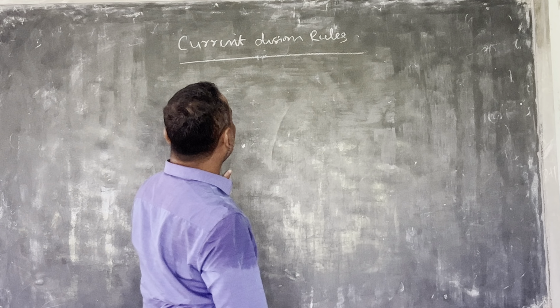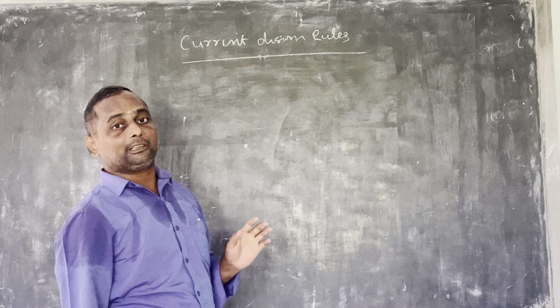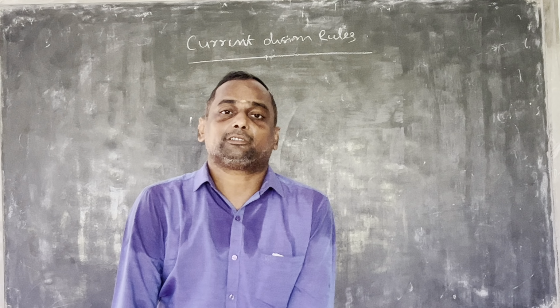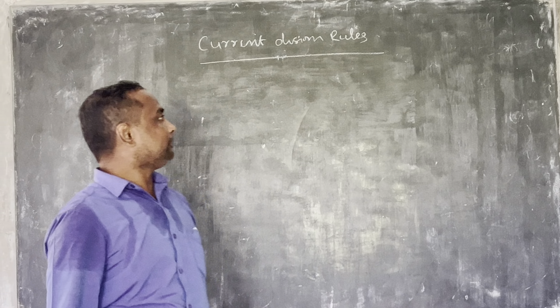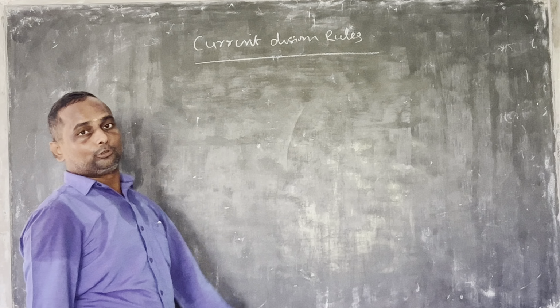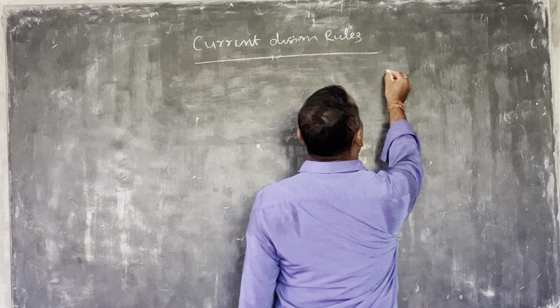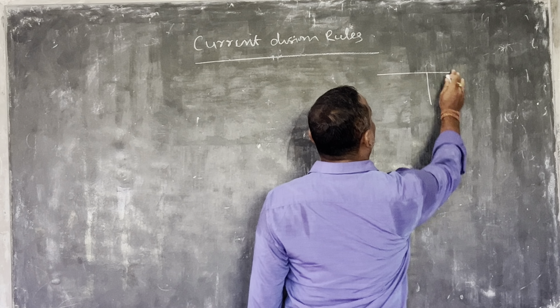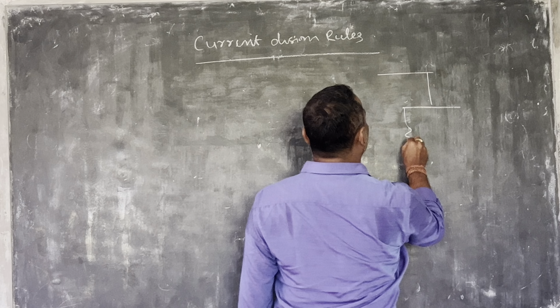Look, the current division rule is used in the parallel connection. Parallel connection, do you know? Who will do the parallel connection? The current division rule should be started like this. Now how do we get started? Like a branch of resistance.